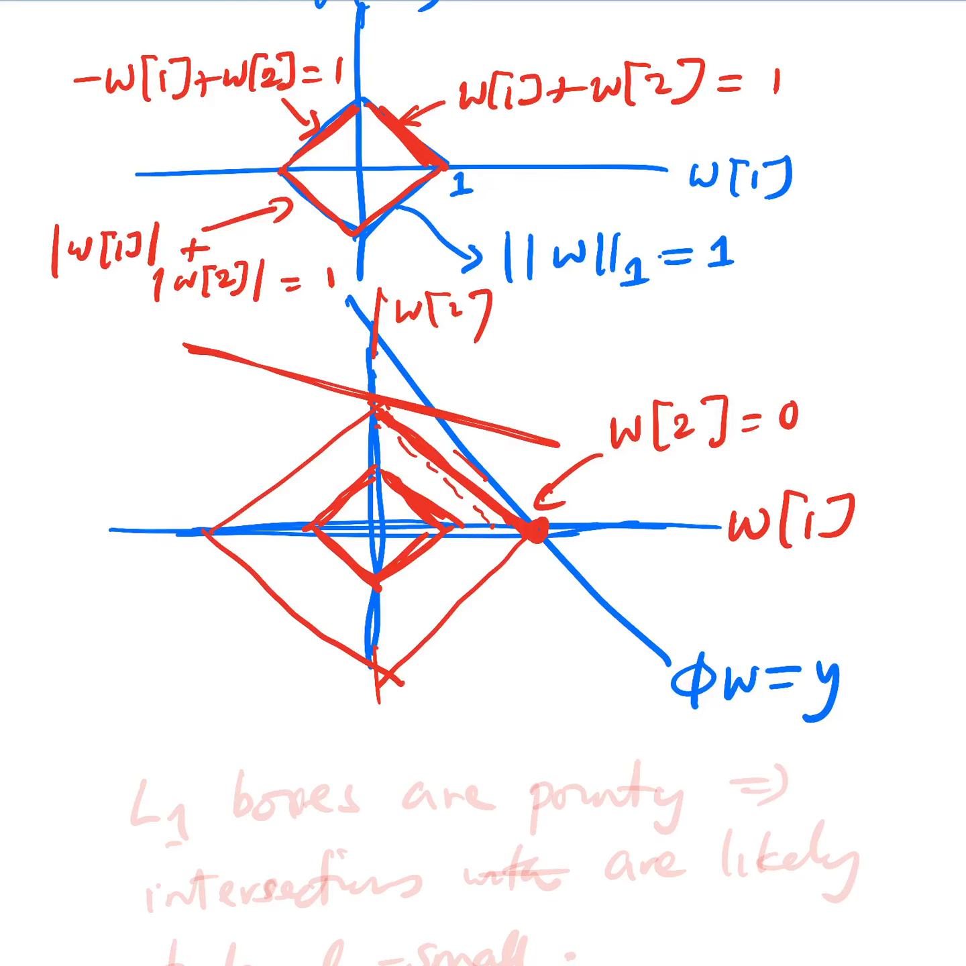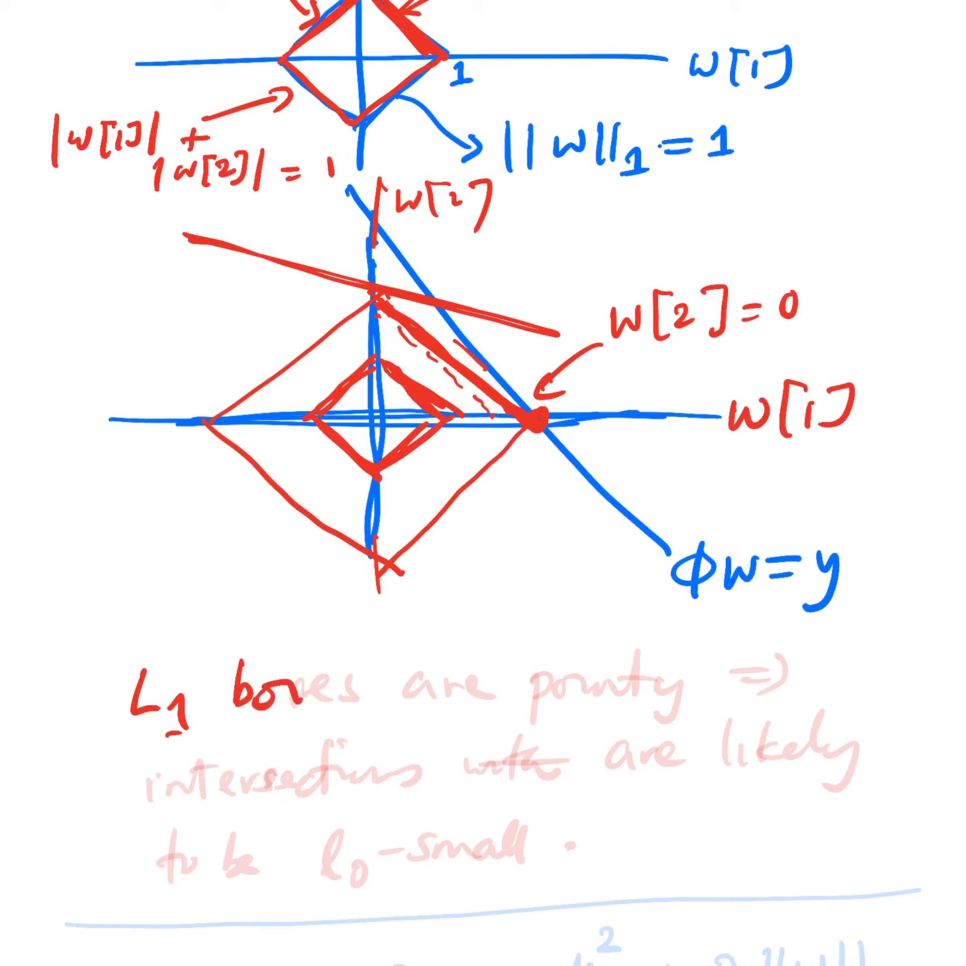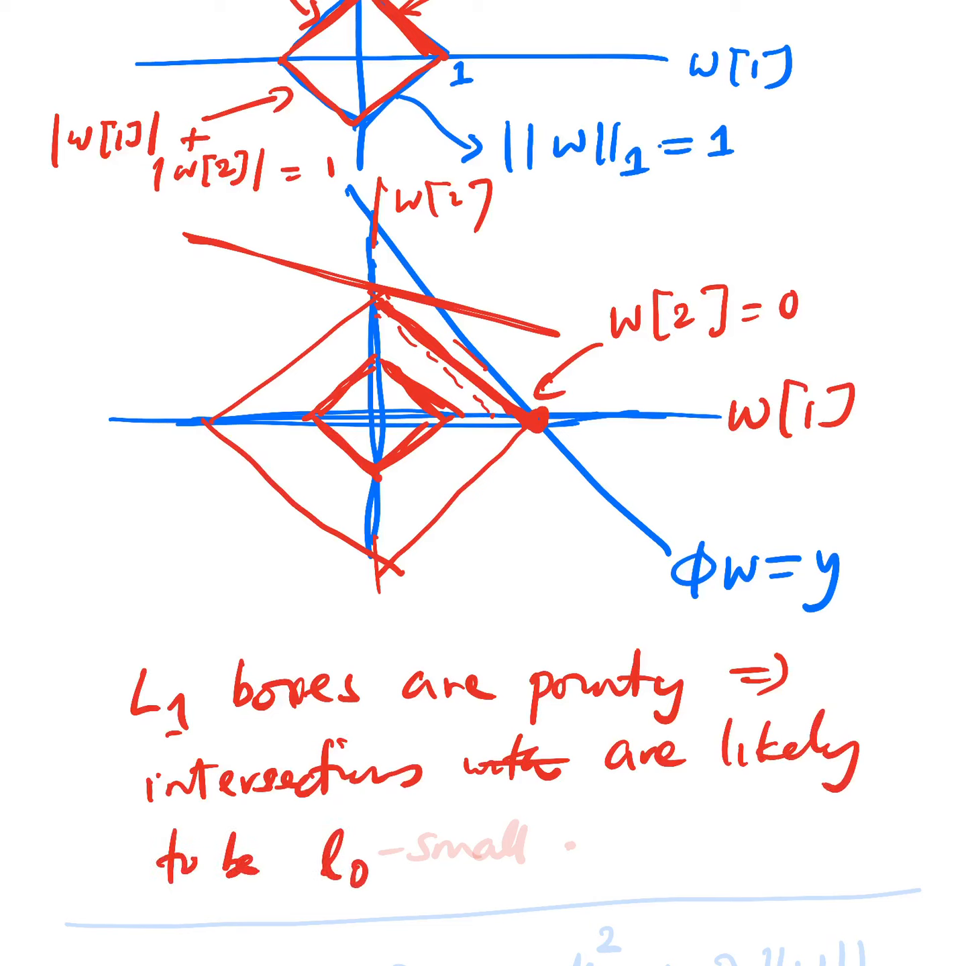So basically, L1 boxes are pointy, which means the intersections with the kind of constraints we have are likely to be small in L0 norm. So that's basically why the L1 constraint works and is tractable, because it's a convex function. It's not differentiable everywhere, but it's convex.